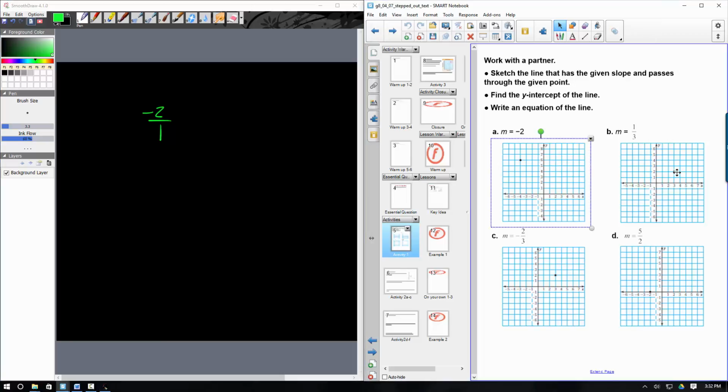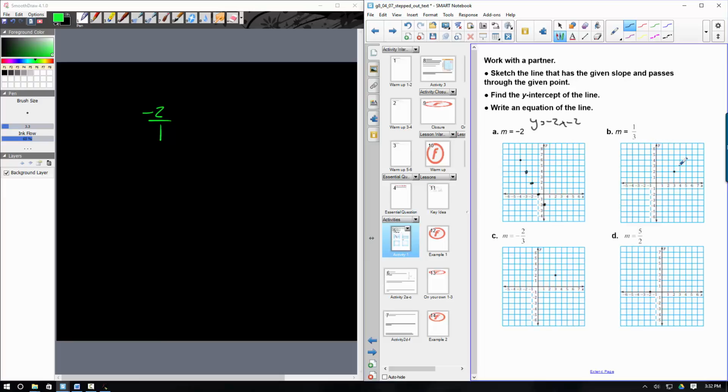I'll do the same thing with 1/3, but I want to get back to the starting point, so let me draw these out real fast. If I go down 2 and over 1, I'm right here. Down 2 and over 1, I'm right here. I'm not there yet. Down 2 over 1, I'm right here. So this one is y equals -2x minus 2.